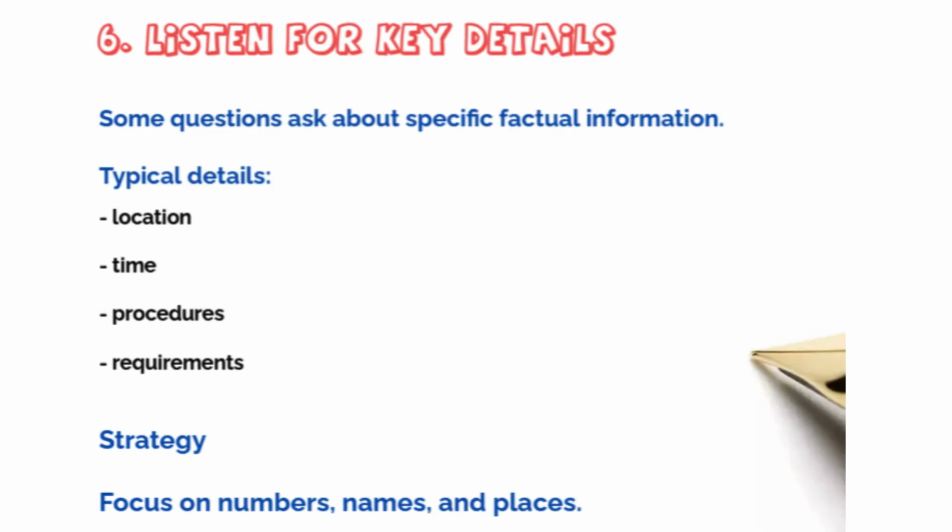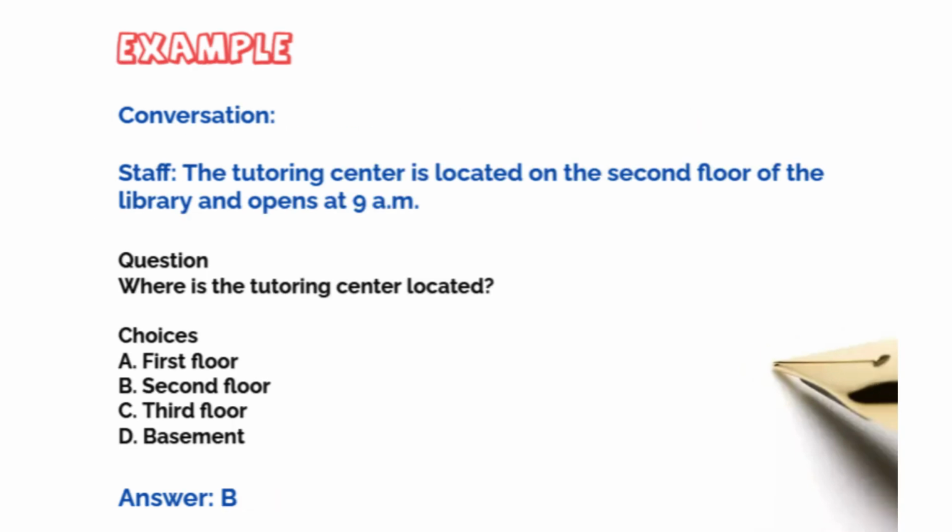Sixth, listen for key details. Not all questions are about big ideas. Some focus on specific factual details. These often include information about location, time, procedures, or requirements. So you should pay close attention to numbers, places, and names. For example, if you hear, "The tutoring center is located on the 2nd floor of the library and opens at 9 a.m.," and the question asks where it is located, the correct answer is clearly the 2nd floor.